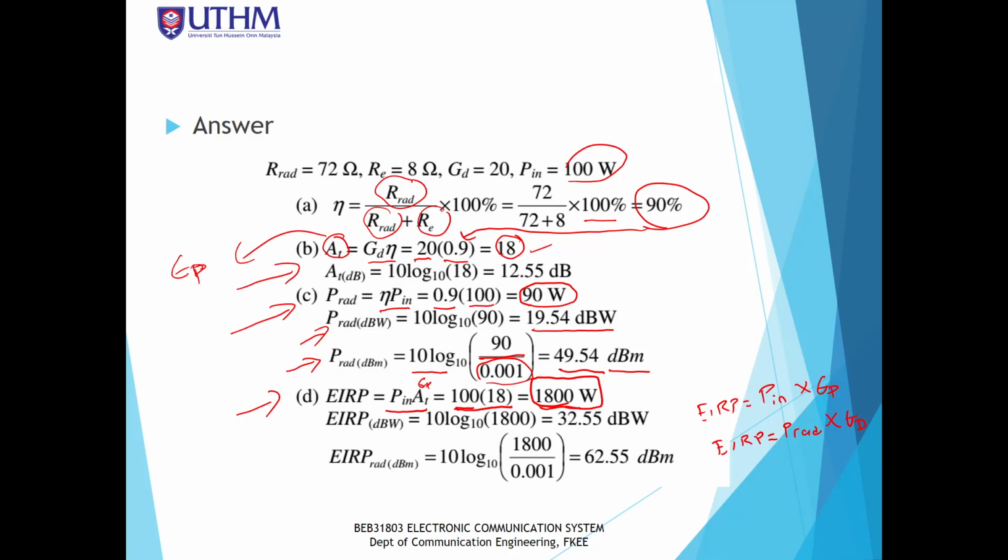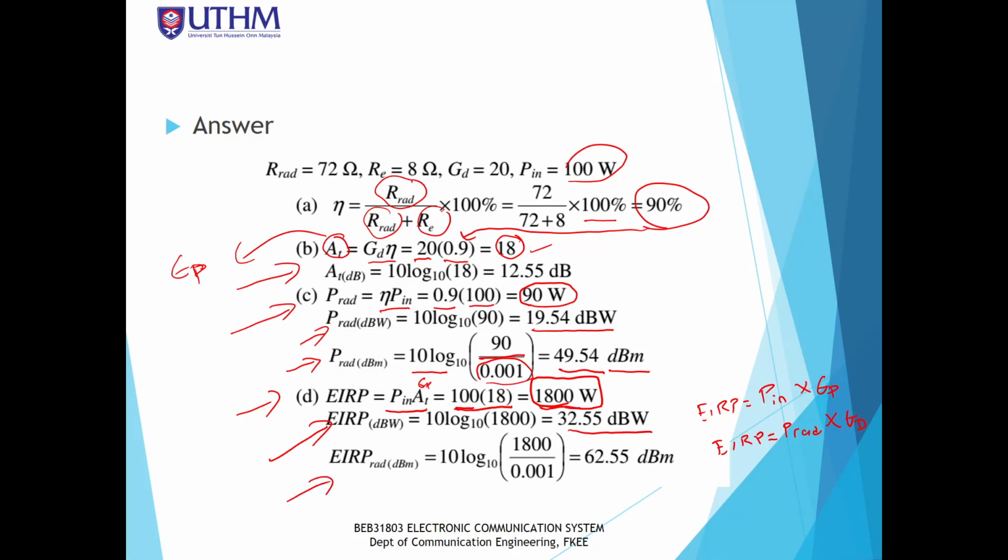So if the parameter has a unit and you don't write the unit, that means your answer is wrong. Okay, please be careful about this. And then in dBW, we can find EIRP in dBW. It is equal to 10 log 1,800. So we get 32.55 dBW.